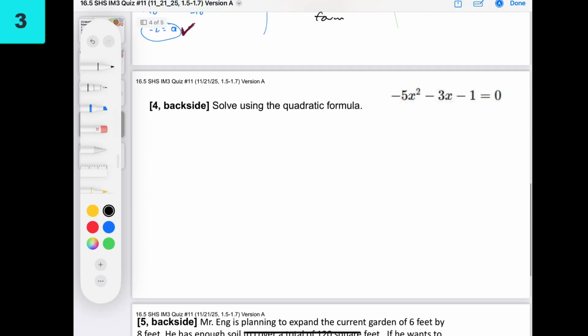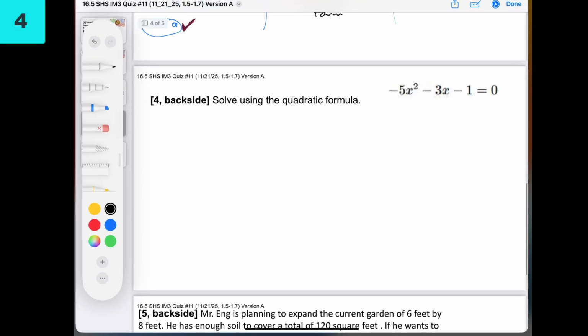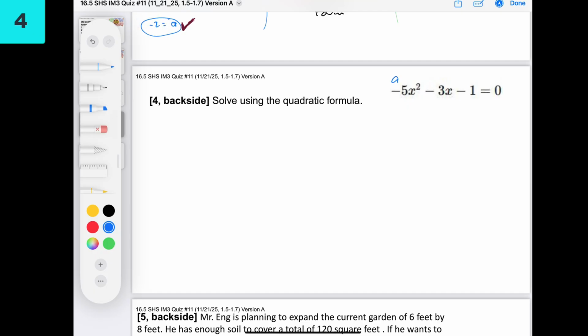Okay, number 4. A value is -5, B is -3, C is -1. Write down the formula. -b plus or minus the square root of b squared minus 4ac all over 2a. B value is -3.